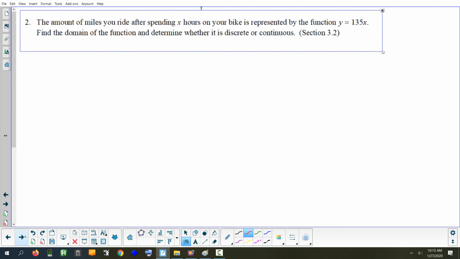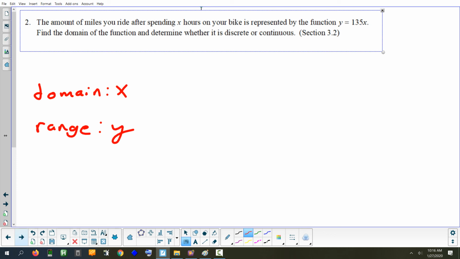All right, let's look at number 2. This is one a lot of people actually asked me about. The amount of miles you ride after spending X hours on your bike. The directions are to find the domain and then just say if it's discrete or continuous. Now, what letter is domain? X. Yes. They didn't ask for range here, but you should know that domain is the X, range is the Y.